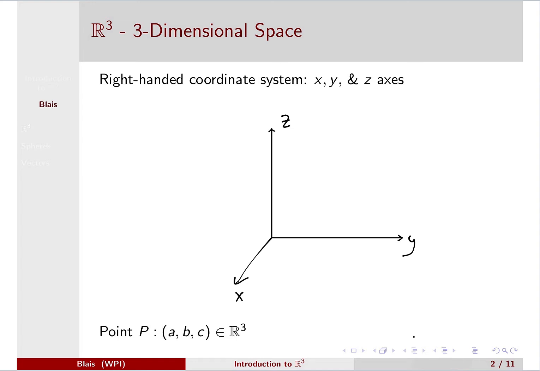And we call it a right-handed coordinate system because if you take your right hand and you point your index finger in the direction of the positive x-axis, and then you curl the rest of your fingers to make a fist, then your thumb will point in the direction of the positive z-axis, and these other fingers will point in the direction of the positive y-axis. That's why we call it, again, a right-handed coordinate system.